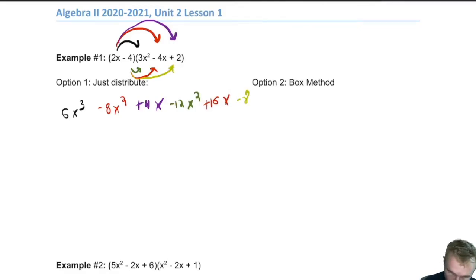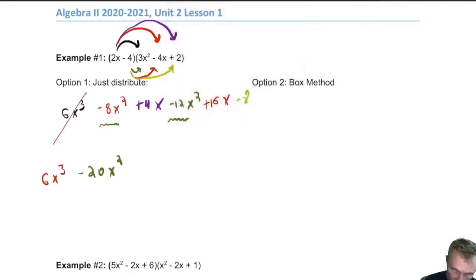So now I have to go through, and I like to just go from highest to lowest. Okay, 6x to the third. That's the only cubed term, so I'm going to write that down here. 6x to the third. Now I look at my squared terms. What I've got here is 8x squared and negative 12x squared. Negative 8 minus 12. It's a negative and a negative. They should get more negative here when we combine them. This is going to be minus 20x squared.